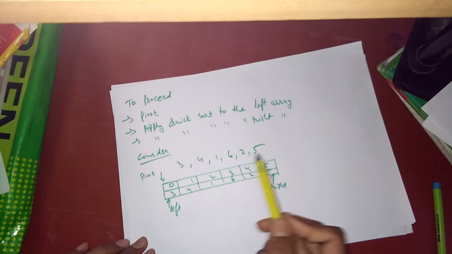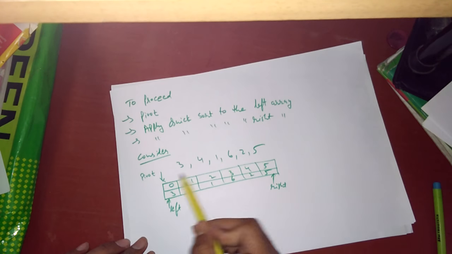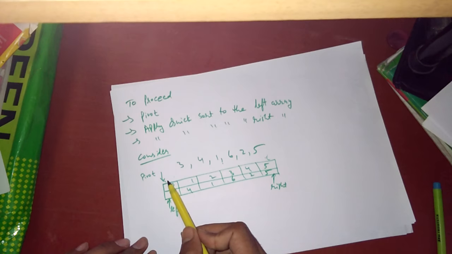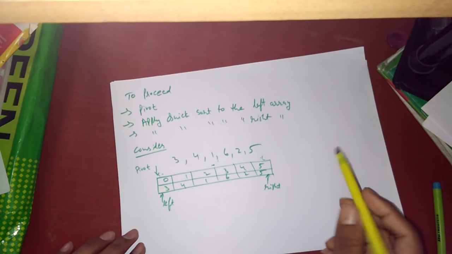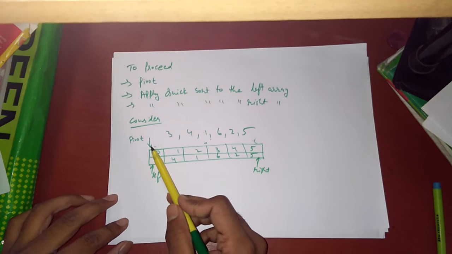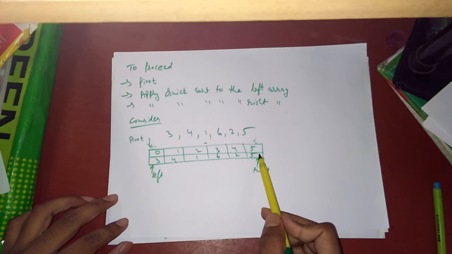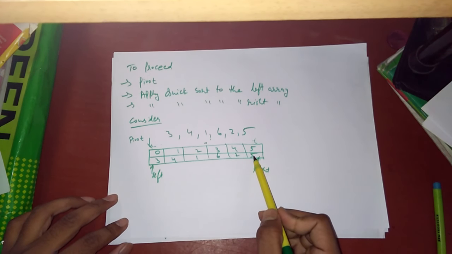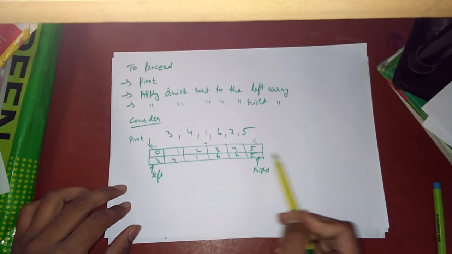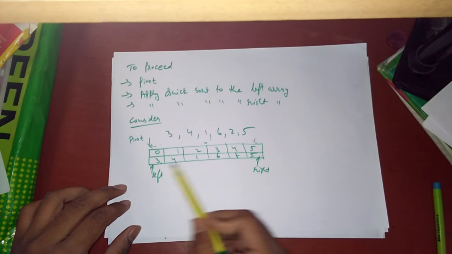Guys, always remember, when the pivot is on the left we will move from right to left, and when the pivot is on the right we will move from left to right. Okay, now let's check. Since the pivot is on the left, we will start comparing from the right. So here, number 5 is greater than the pivot. Yes, true. We will compare 2.